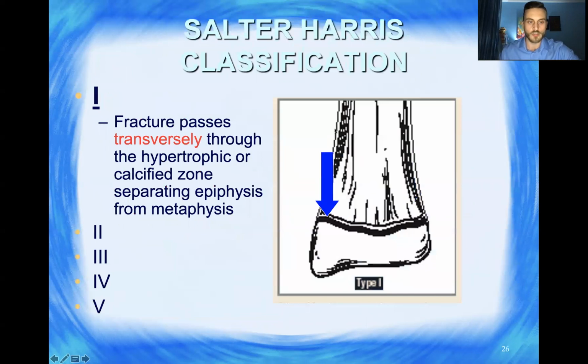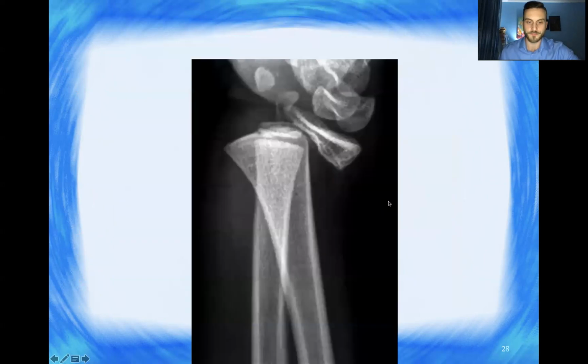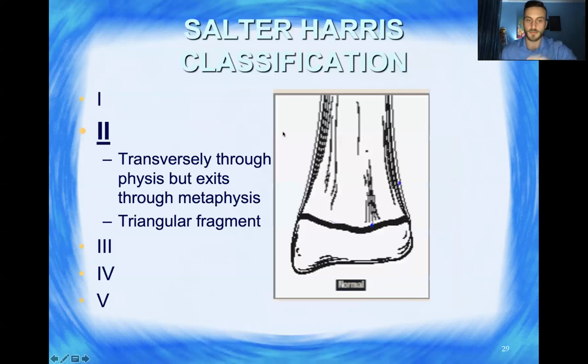Okay, so in type 1, as we already said, it's through the physis. As you can see here, this is the distal radius, okay? This is the radius, this is the epiphysis, this is the metaphysis. This should be here, so it slipped. So the fracture is happening through the whole physis, it's slipping. There is no metaphyseal or epiphyseal involvement, that's why it's not type 2 or 3.